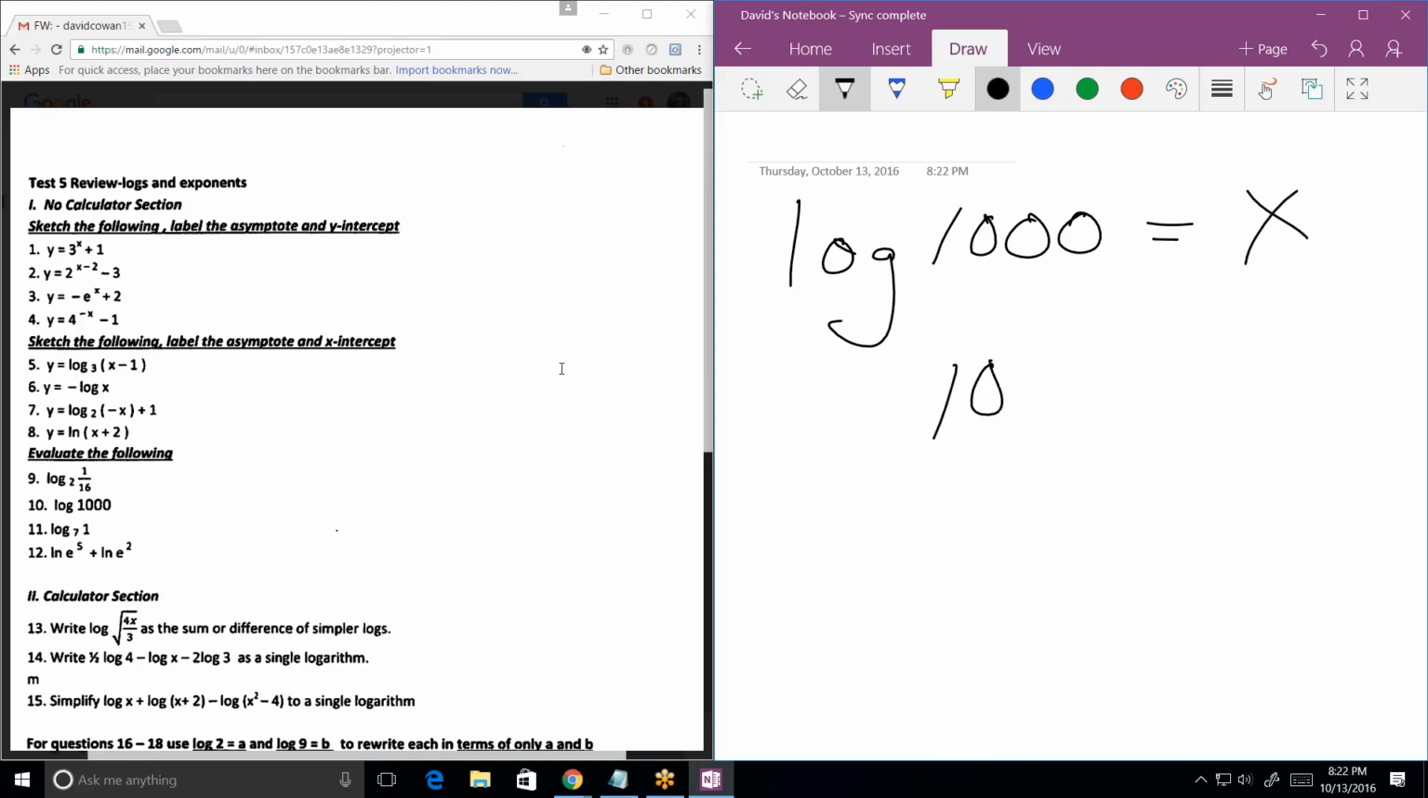10 to the x power equals 1,000. What's x? 3. X equals 3.